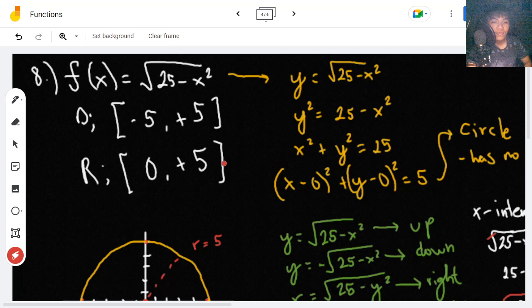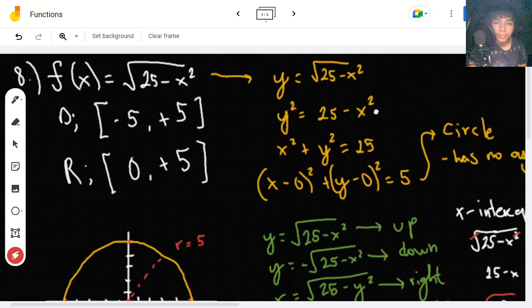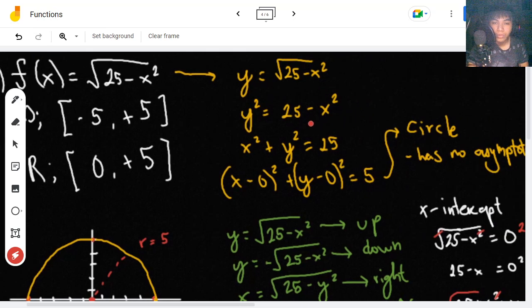Now we have f of x is equal to the square root of 25 minus x squared. First, before we define the domain and the range, we can simplify the equation. Again, to remove the square root, just square both sides. Then you will transfer the x squared to the other side, so you will have x squared plus y squared is equal to 25, or 5 squared.